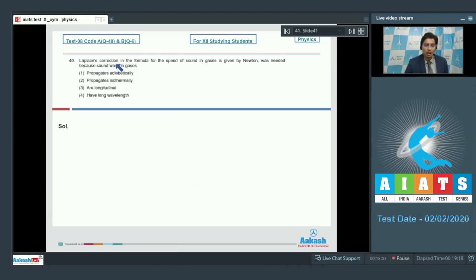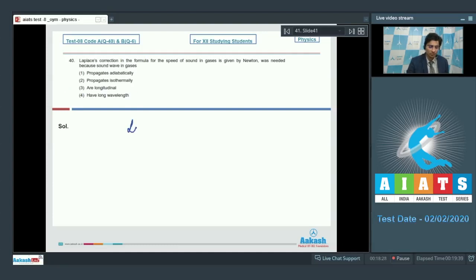Question 40 says Laplace's correction in the formula for the speed of sound in gases given by Newton was needed because sound wave in gases first propagates adiabatically, second propagates isothermally, third are longitudinal, fourth have long wavelength.